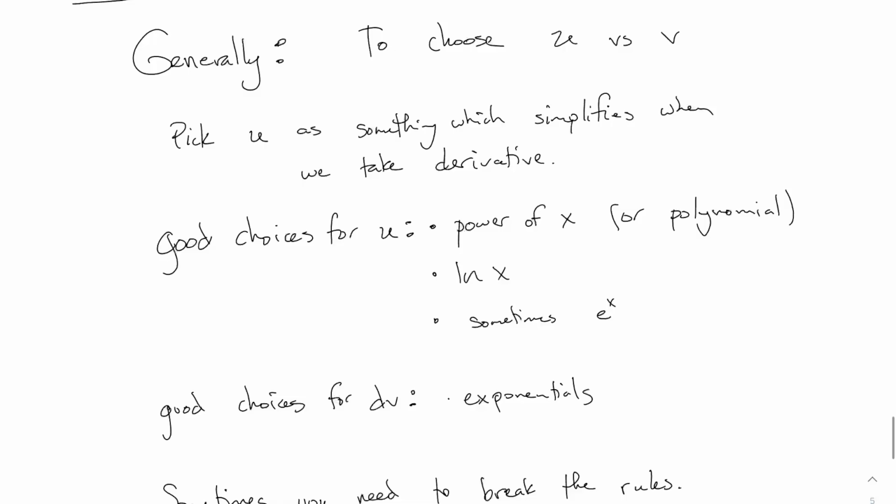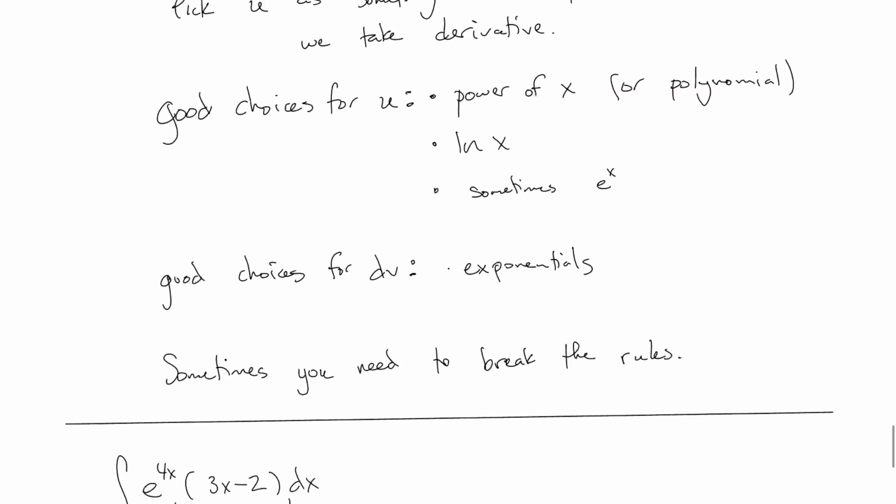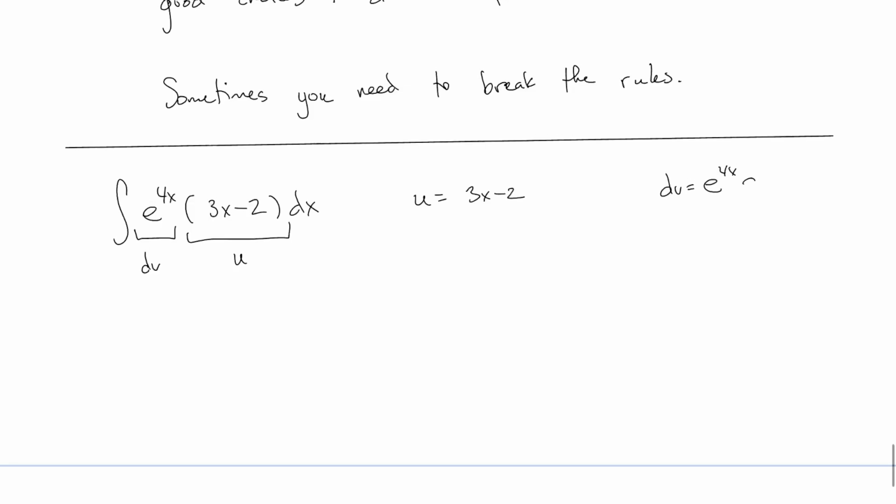What I said up here, pick the u as something which simplifies when we take the derivative. So a power of x or polynomial is always, well, not always, because I said sometimes there's weird examples, but power of x or polynomial is a good choice for the u. So that's what I'm going to choose as the u, which means the other part is going to be the dv. So u is 3x minus 2. dv is e to the 4x dx. Can I just say, as a technicality, dv always includes dx, and du always includes dx.